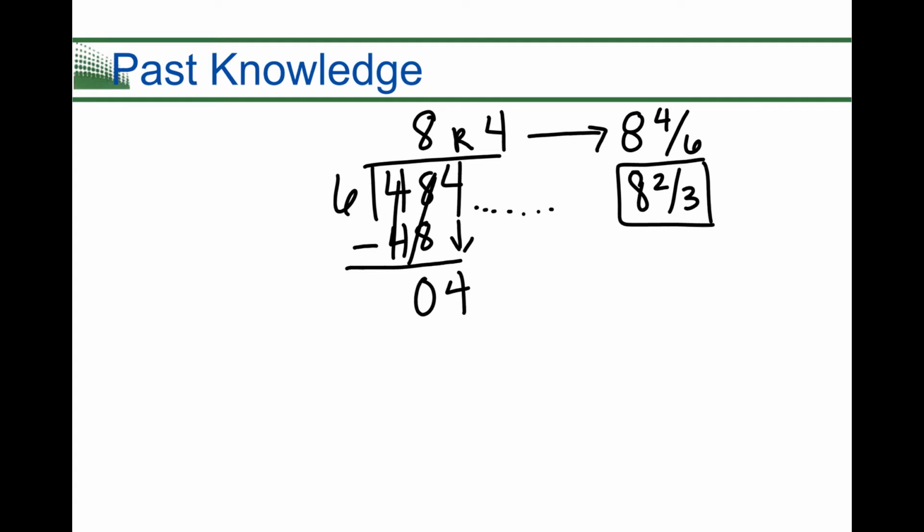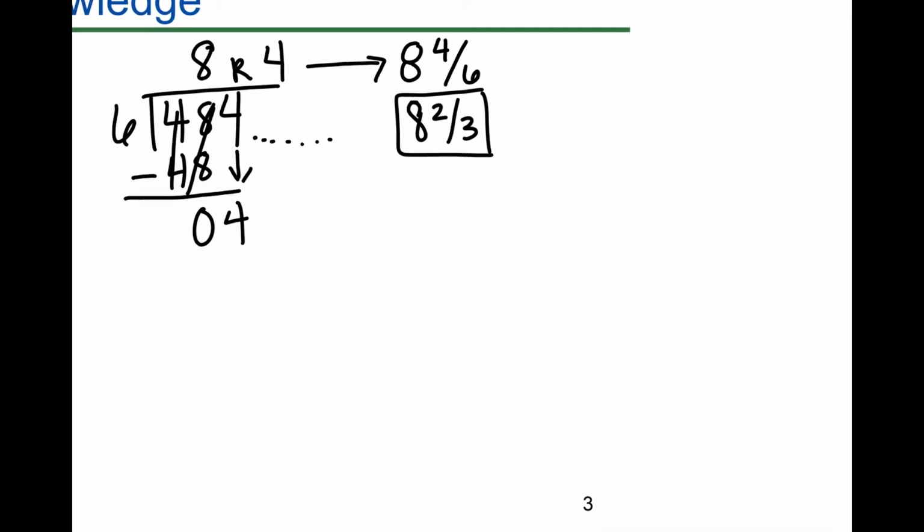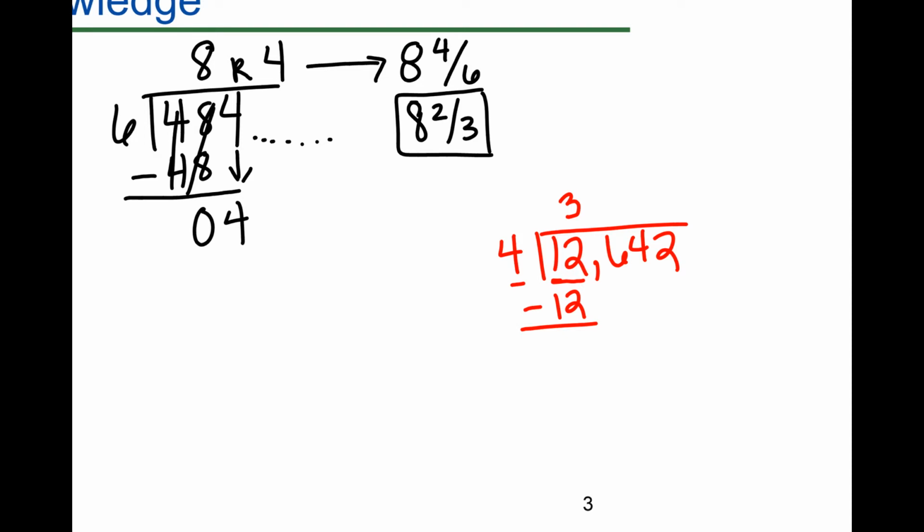I'm going to do another one. Let me do another one for us here. I'll move this one over to the side. Let's do a little bit longer one. Like say you had 12,642 and you wanted to divide that by 4. So you say, okay, 4 times what? Will 4 go into 1? No. So you compare these first two terms. Okay, well if 4 won't go into 1, you look at the next term, 12. Will 4 go into 12? Yes, 3 times. So you say 4 times 3 and then you subtract it off.